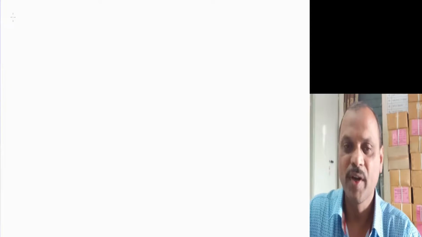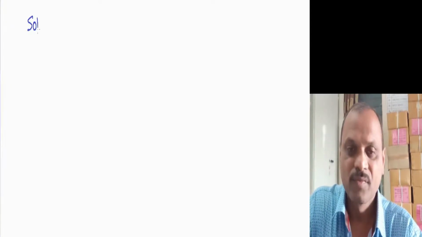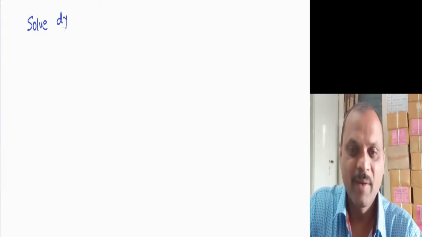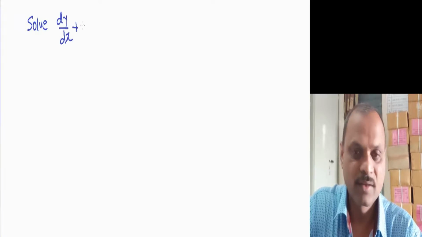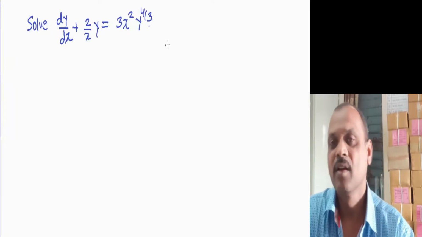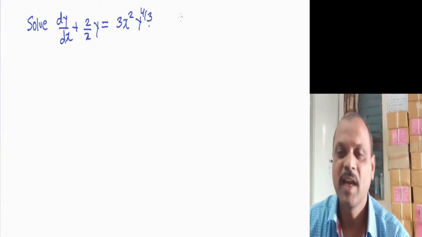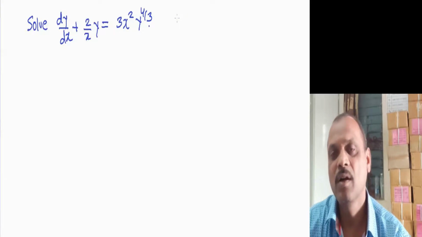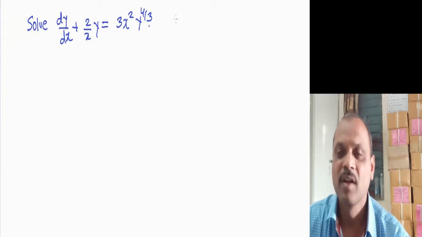I will make some space so that we can see one more example. Solve dy by dx plus 2 divided by x into y equal to 3x square into y raised to 4 by 3. Now, friend, here you can see that in the Q we have a y term. So, this equation is not a linear equation.